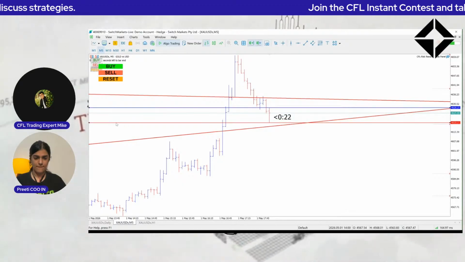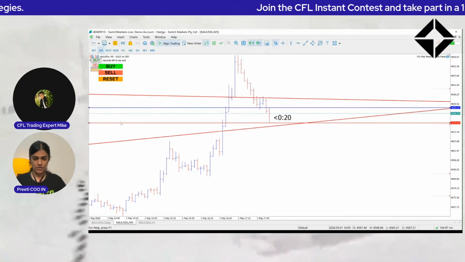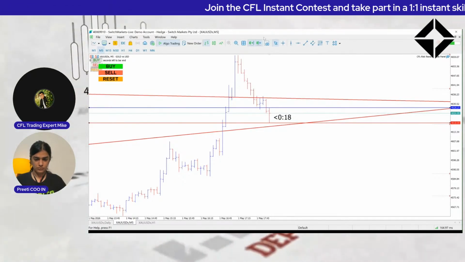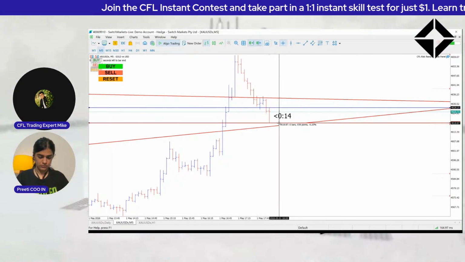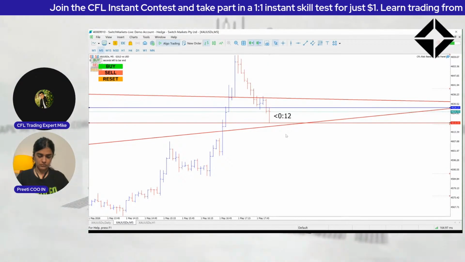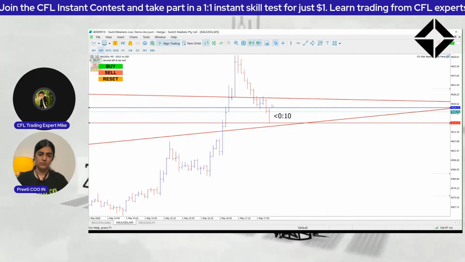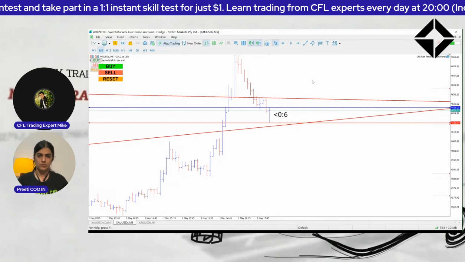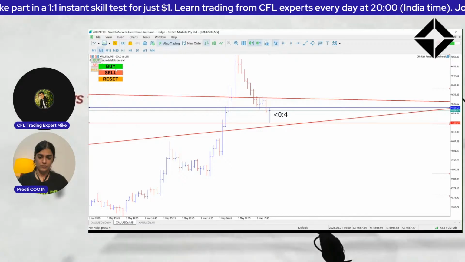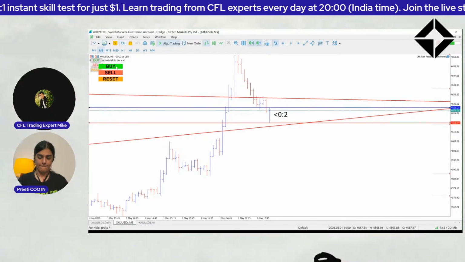Stop to entry. How many pips? 900. So it should open roughly here, one standard lot. Let's see. I have to manually open or it will automatically open.